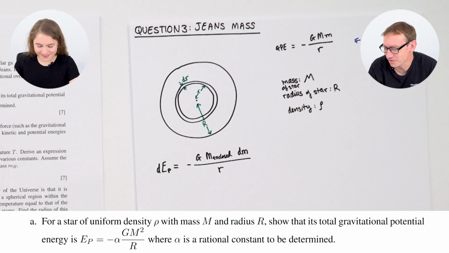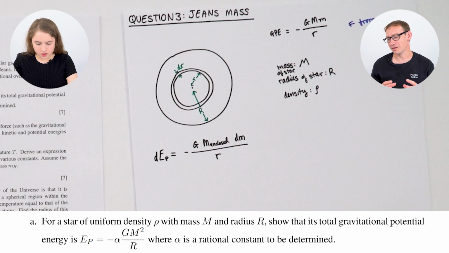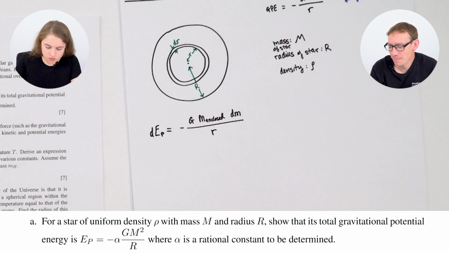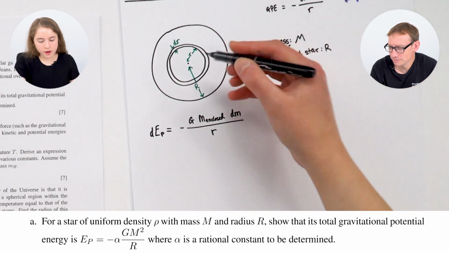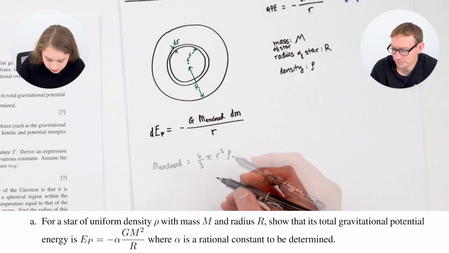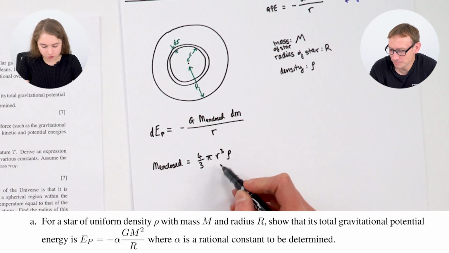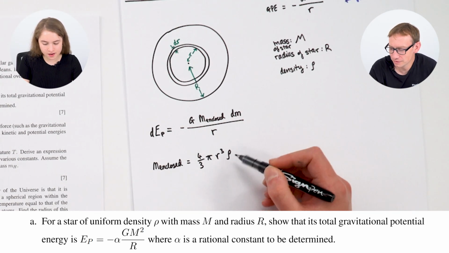Cool. Okay, so let's move on. How do we work out the total mass of what's enclosed by that shell? Well, we know the radius, and we can work out the volume enclosed by the shell using that radius. So let's do that. That's the mass enclosed: the volume enclosed by the shell times the density of the star.